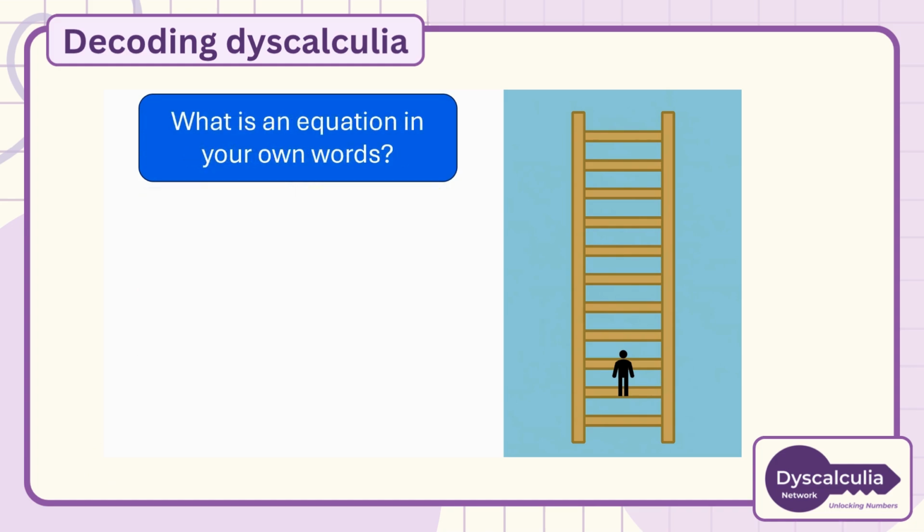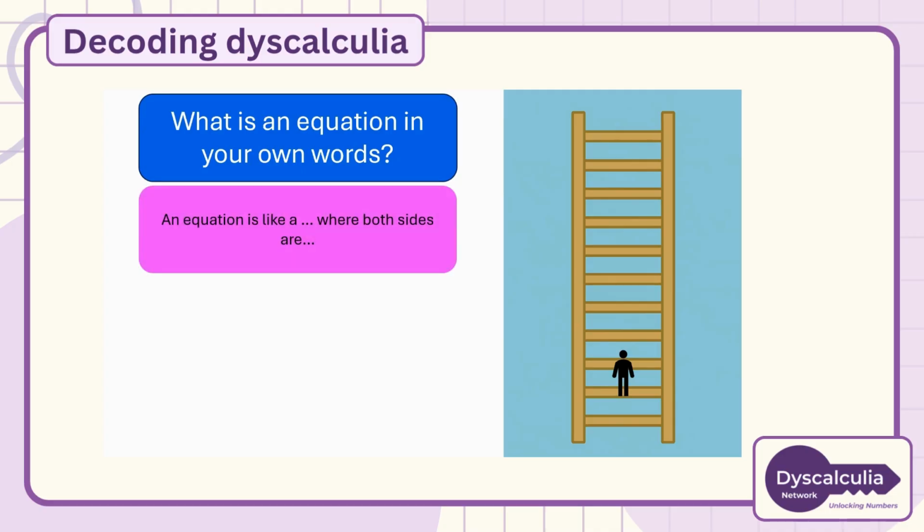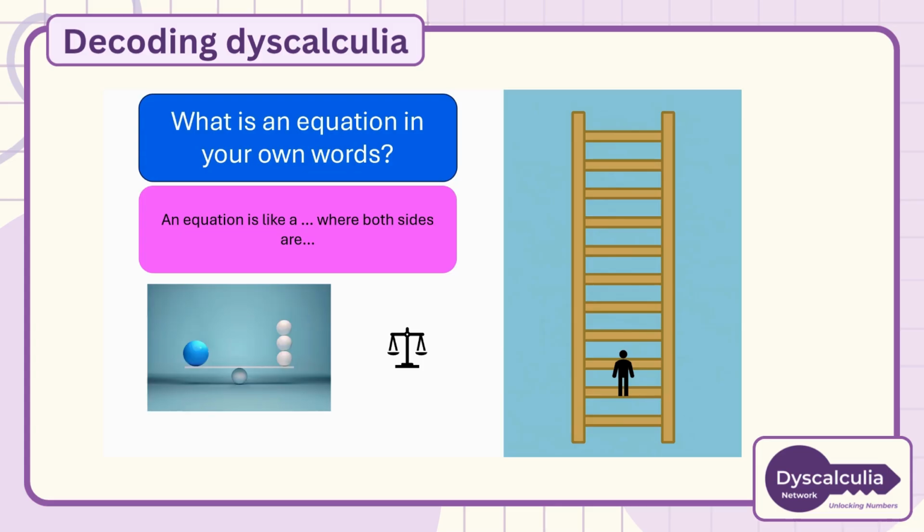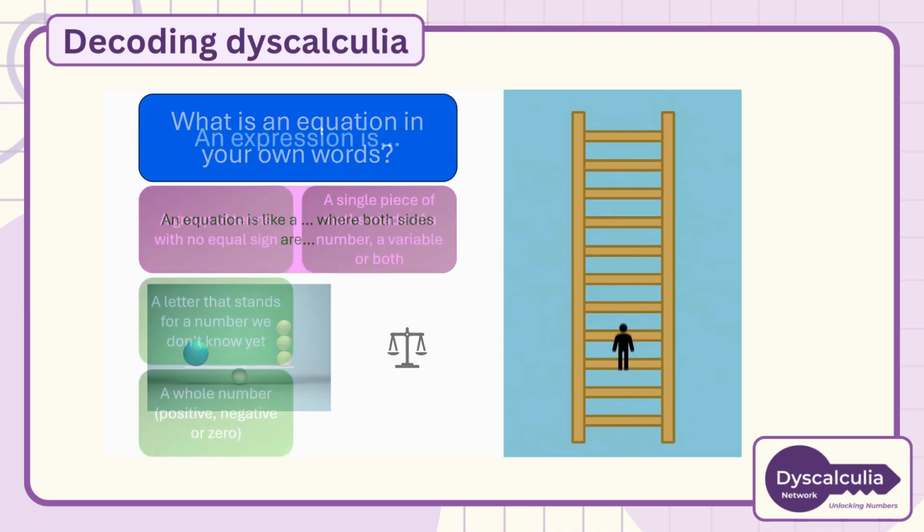In your own words, what is an equation? Would you like a prompt? An equation is like a what, where both sides are whats. These pictures may help. Pause the video and have a think about it. Did you get an equation is like a seesaw where both sides are balanced? If you did, move up one rung on the ladder.